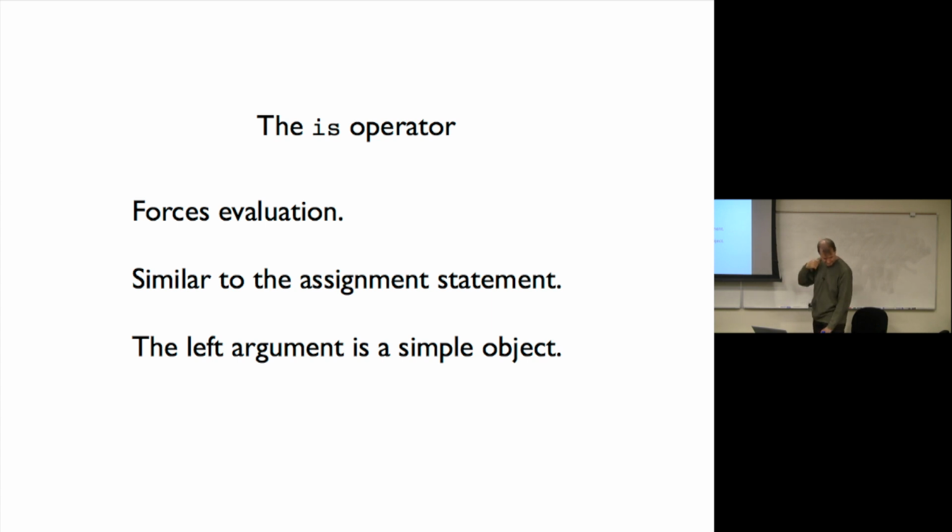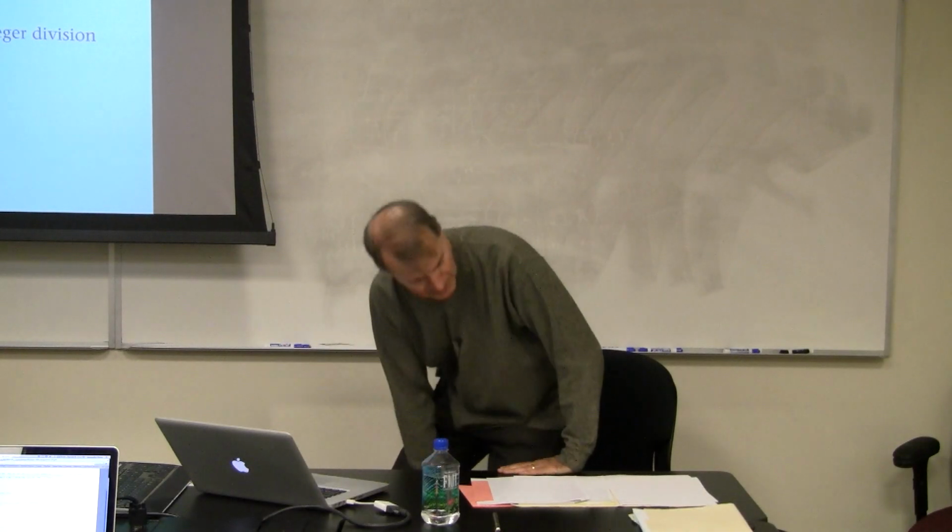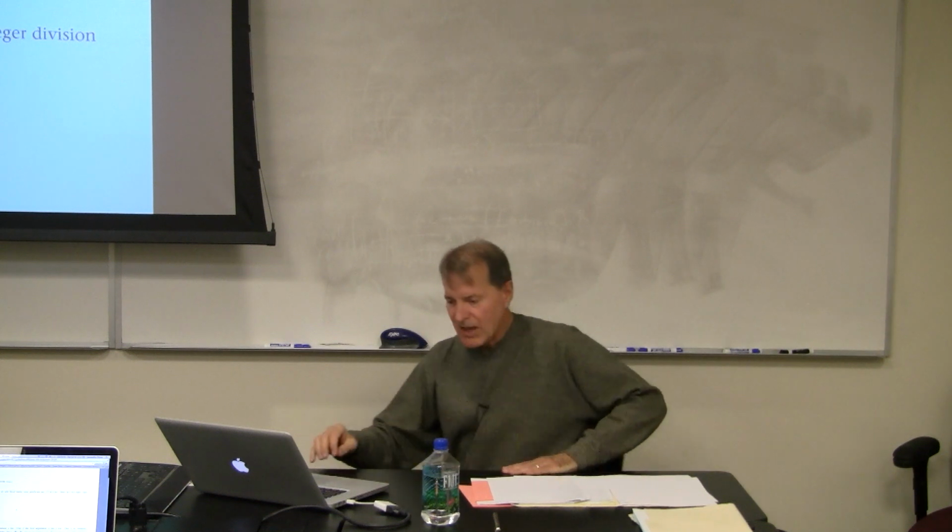Okay? So we also have plus is addition, minus is subtraction, asterisk is multiplication, slash is division, star star is power, slash slash is integer division, and mod is modulo, the remainder of integer division. So those are kind of similar to the operators that we are familiar with. But these operators actually do the arithmetic on numbers. Are you with me? Okay, so now let's go to our demo.